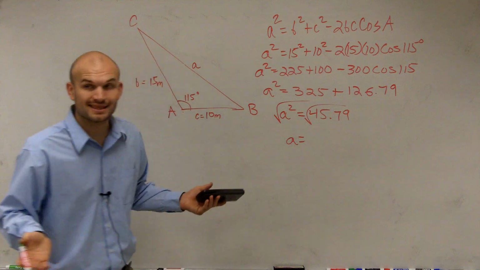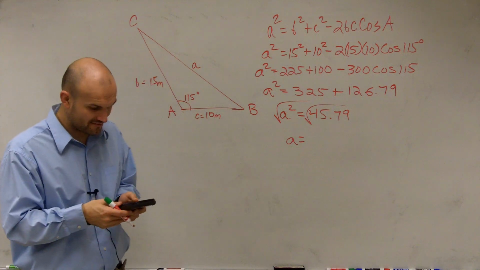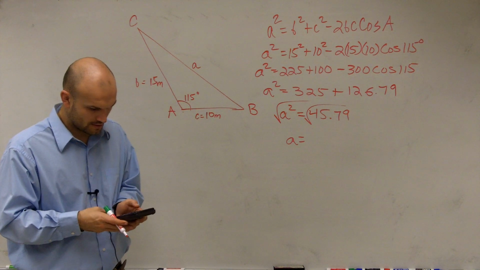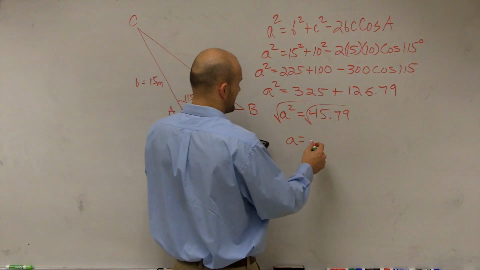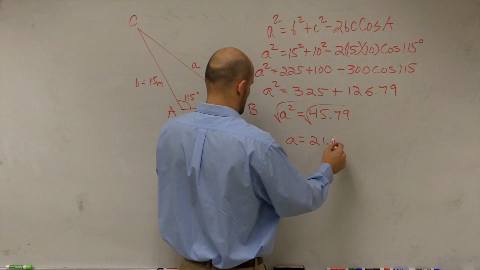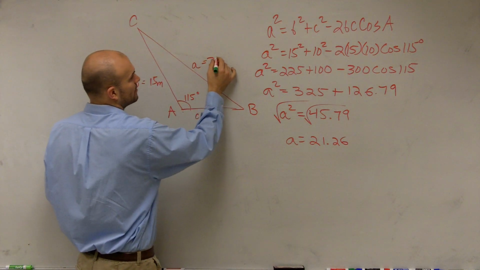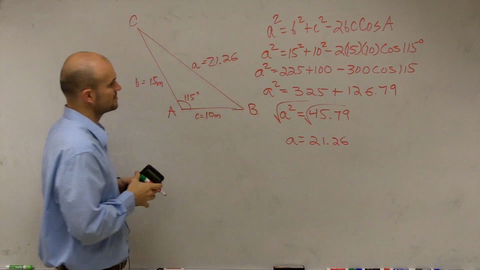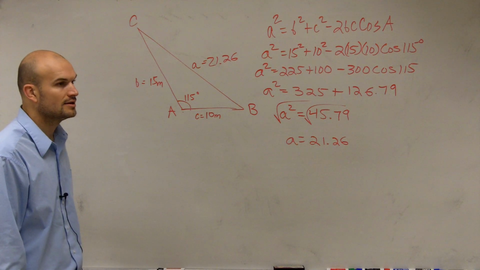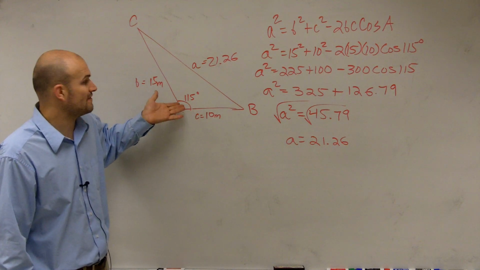Now to find the value of a, we square root. And since we're dealing with side lengths, we know that a is only going to be our positive value. So we have 21.25. Actually 21.26. So now we have a equals 21.26.